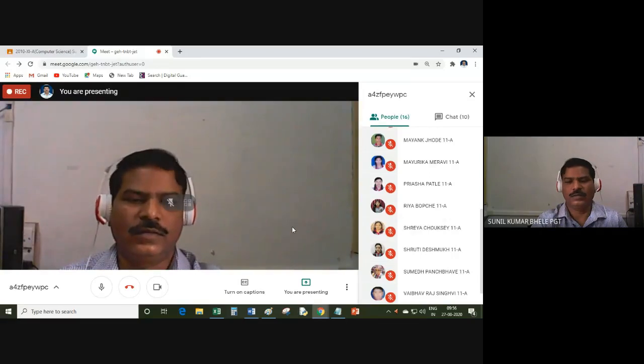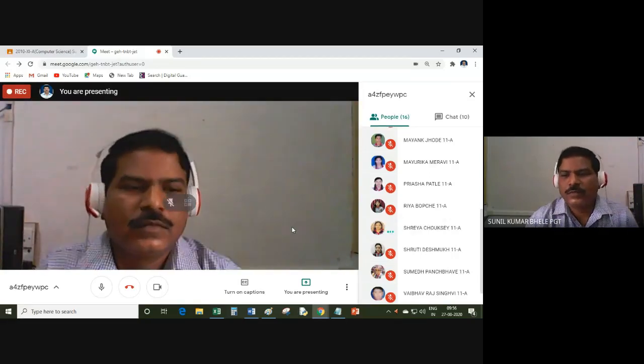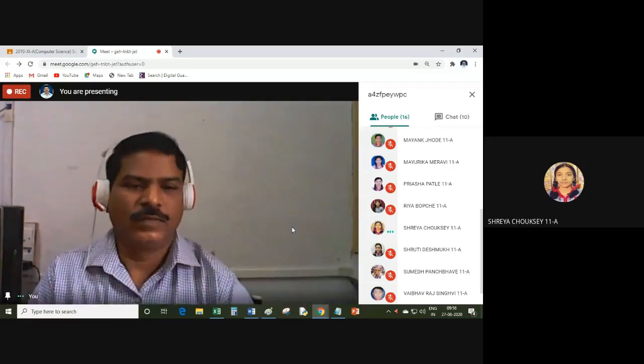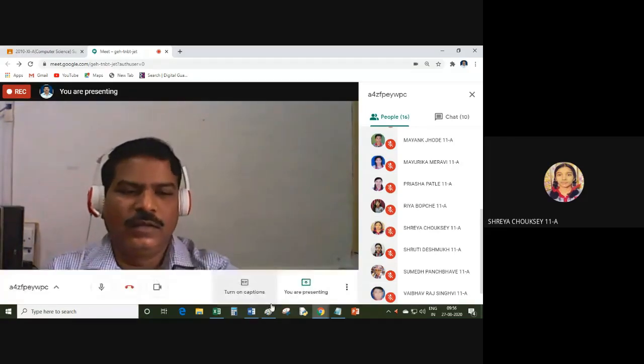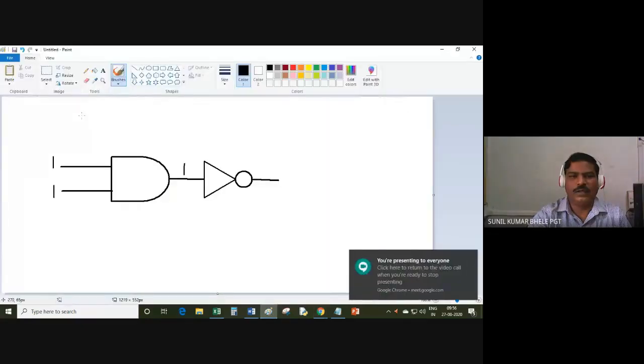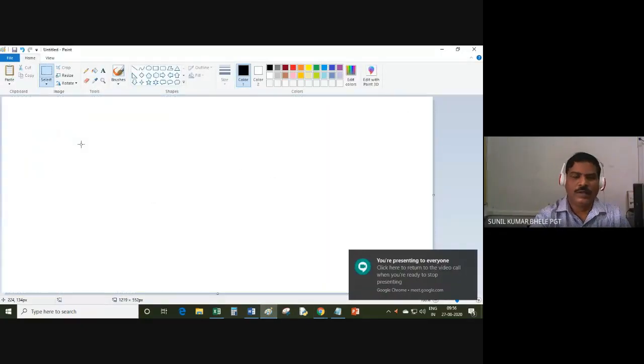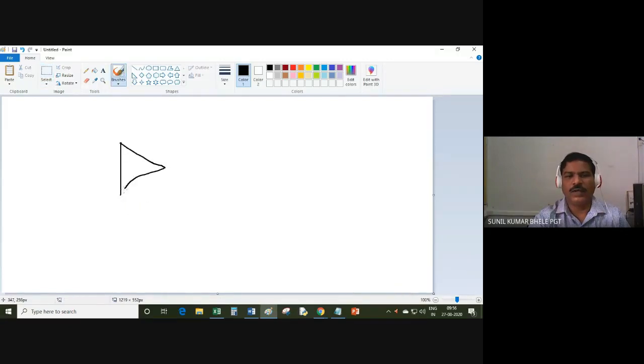No, sir. Look Shreya, suppose this is a NOT gate. If any signal is 1, the output of this NOT gate is 0. And if the signal is 0, the output is 1.